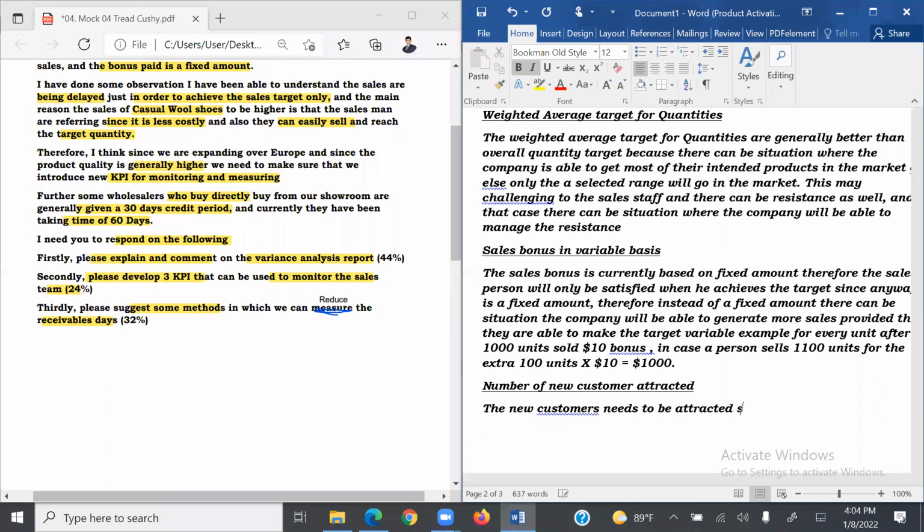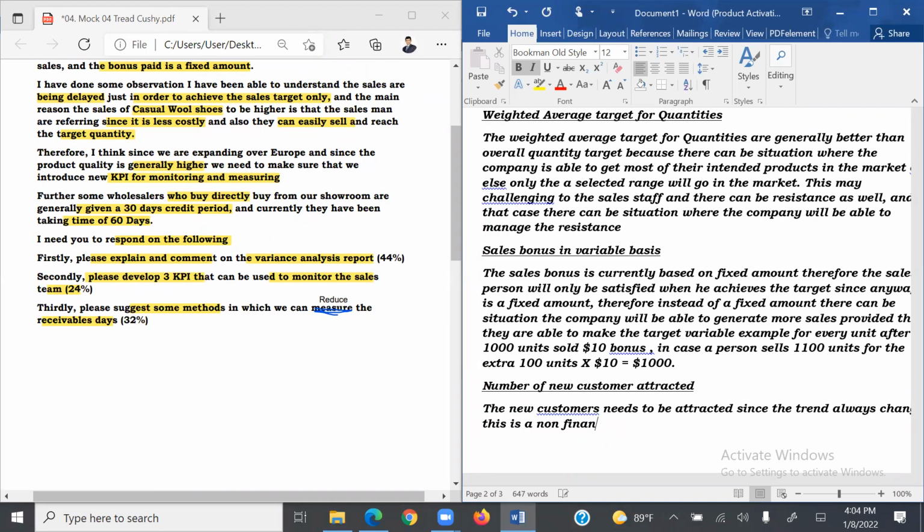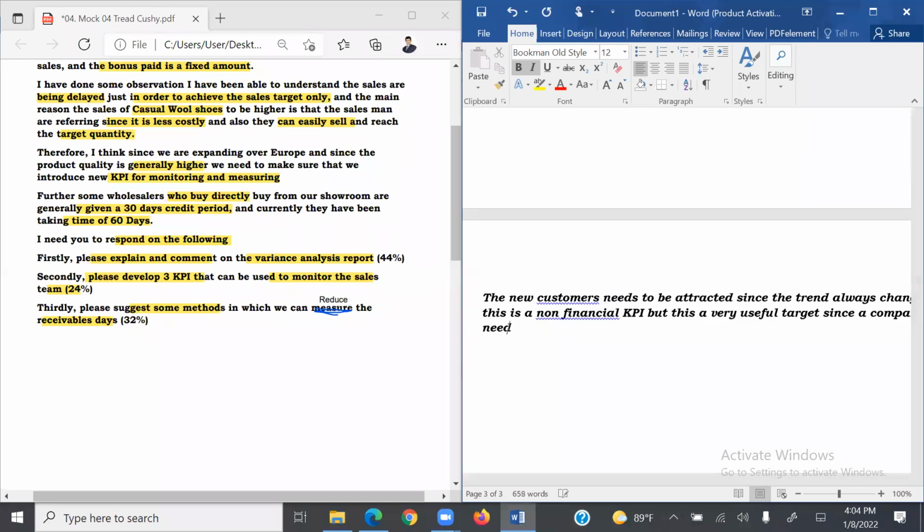since the trend always changes. This is a non-financial KPI, but this is a very useful target. Since a company needs new customers for growth, if I'm not mistaken, students. So I believe this is giving you a better understanding.